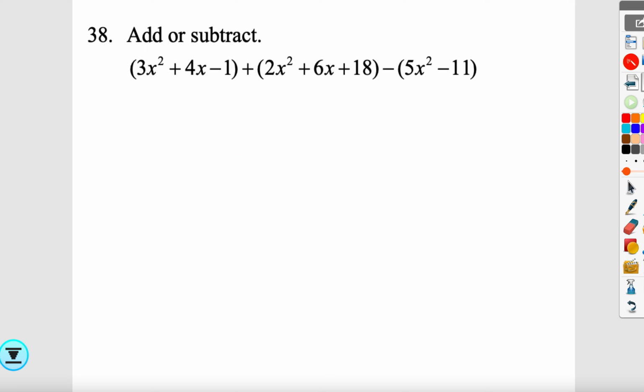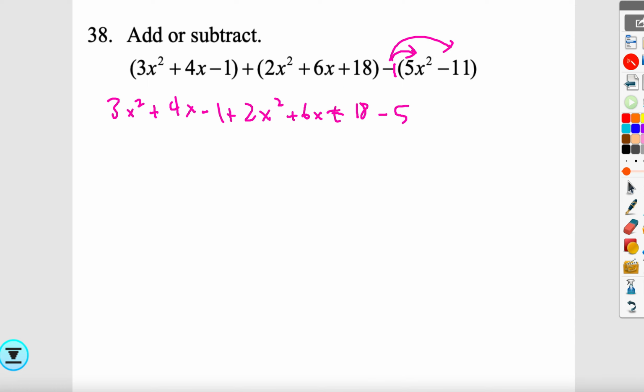Number 38, add or subtract whatever we see, right? But PEMDAS does process from left to right. So we're going to combine these two first and then subtract this one. So we're going to distribute this -1 here and then just drop these parentheses. So then we get 3x squared plus 4x minus 1 plus 2x squared plus 6x plus 18. And then distribute this -1, so we get minus 5x squared plus 11.